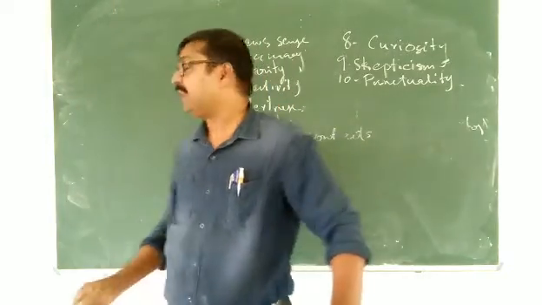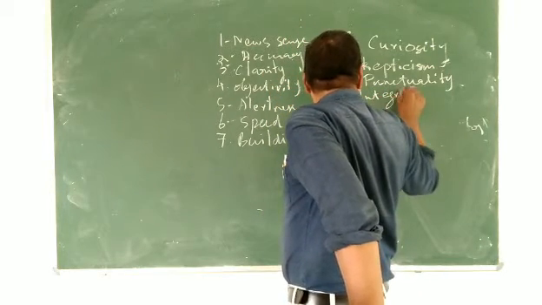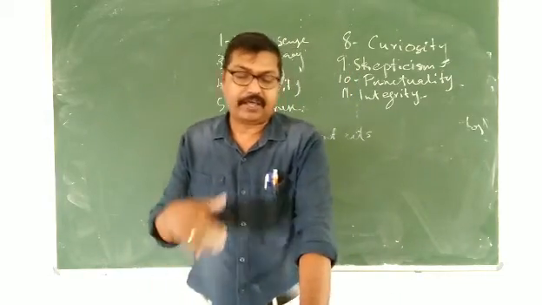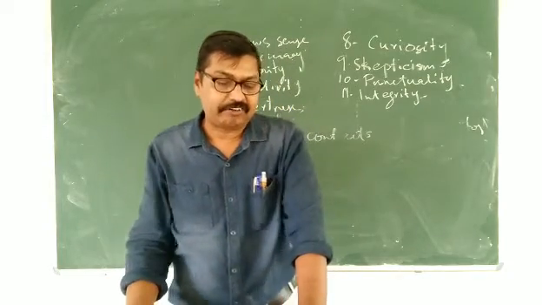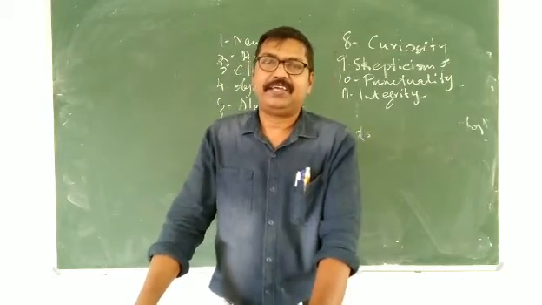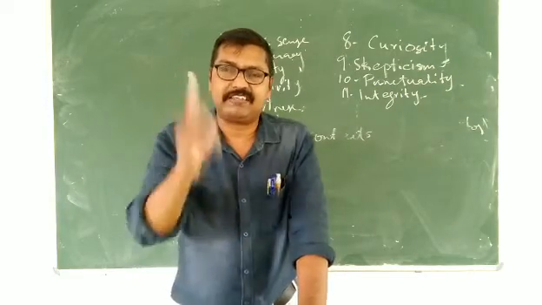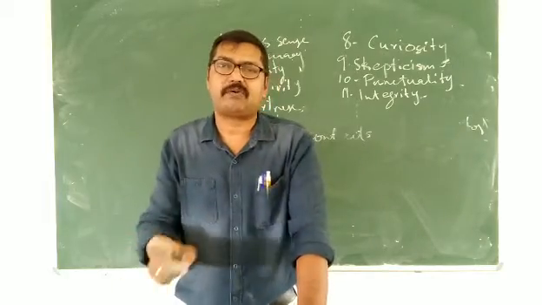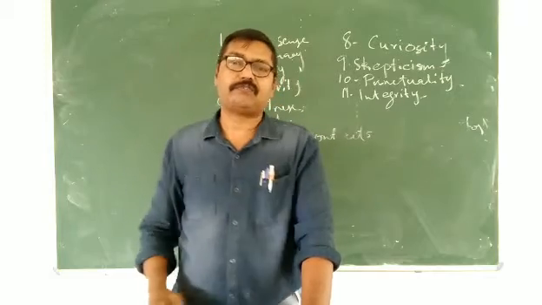Next, the 11th one, integrity. Integrity means, you know, that this attribute implies uncompromising honesty and strict adherence to a stern code of ethics. A journalist must need a code of ethics. He must be very sincere and honest to the readers. He must not show any kind of bias or prejudice to the readers. He must collect the real fact of the news.